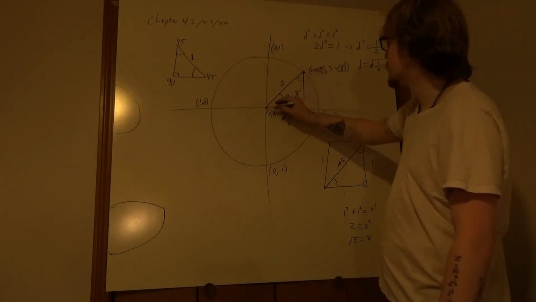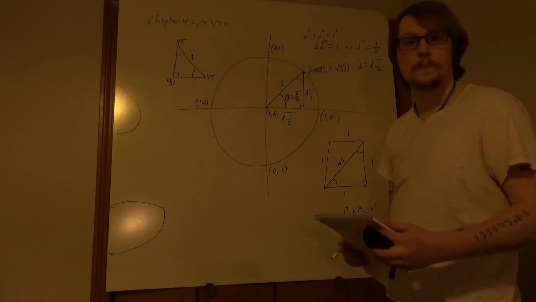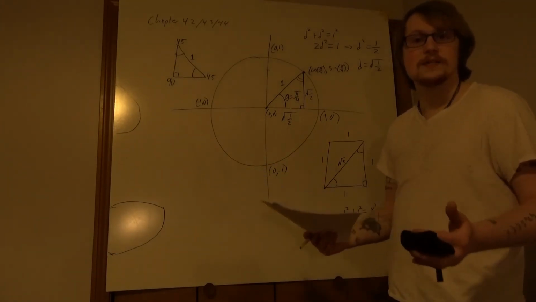And because this is the same as this, we get that this one is also square root of 1 over 2. And you might think, okay, cool, now we know that. What does that give for us, though?